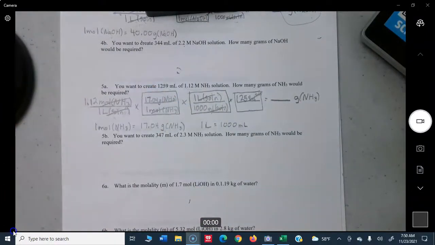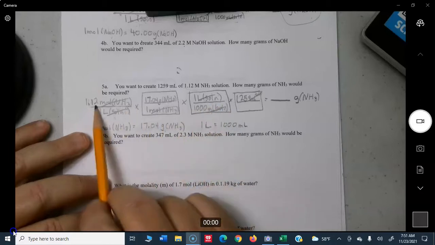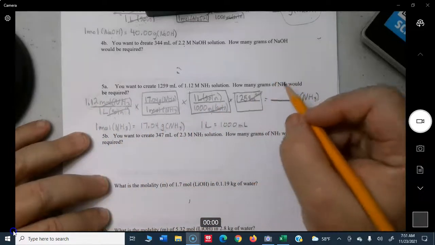Okay, so 1.12. And I always check my work afterwards. I try to. Let's be sure the other numbers are correct. 1.259. Okay, so 1.12 times 17.04 times 1 times 1259 divided by 1 divided by 1 divided by 1,000. And that gives us 24. Wow, we're getting the same numbers. This one's 24.02. We can go to 3 significant figures because of that, so I'm going to call it 24.0.